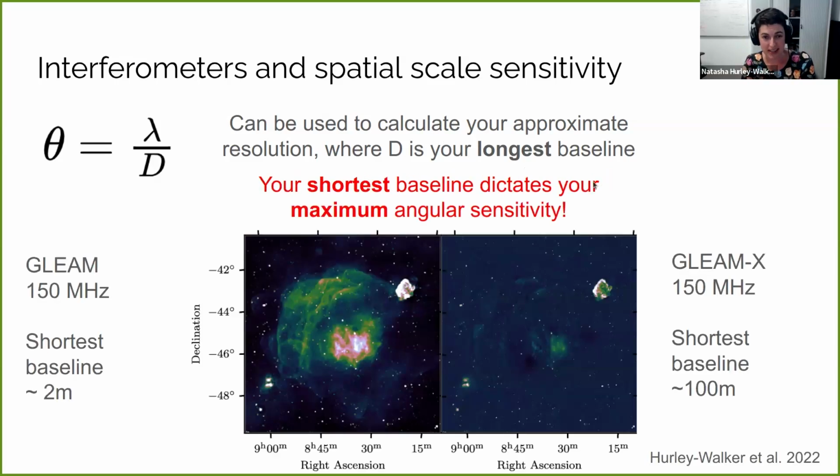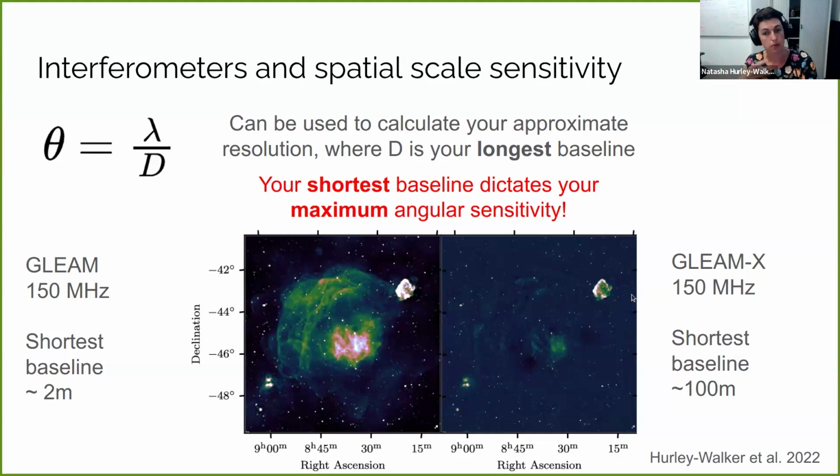So your shortest baseline dictates your maximum angular sensitivity. GLEAM we performed with the MWA in its first configuration, which was 128 tiles, and the closest those tiles were together was basically right next to each other. Between 2 tiles was sort of 2 to 3 meters. They were almost touching. There's such a short baseline. At 150 megahertz, nearly touching is basically a scale of 10 to 15 degrees. So you're really picking up very large structures on the sky.